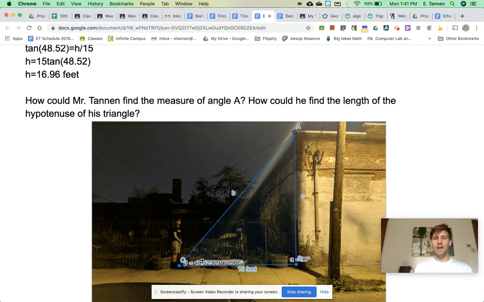Now that I have the height, I could use the sine of 48.5 equals this about 17 feet over the hypotenuse. And then I could set up an equation and calculate that. Or I could use cosine. Since I already knew the 15 feet, I could have just gotten this right away, the adjacent from this angle over the hypotenuse. So that's sort of an opportunity for you.